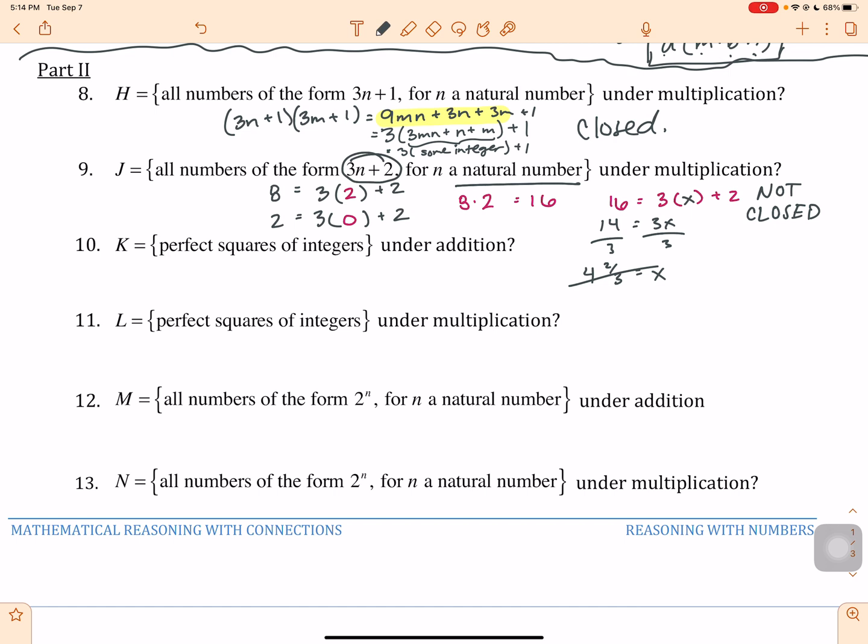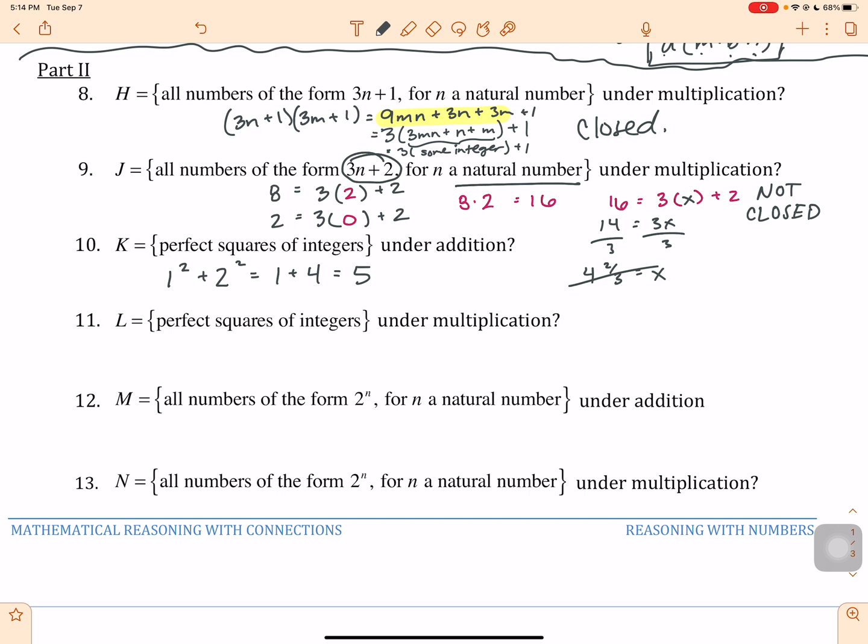So number 10, perfect squares of integers under addition. If we just start writing out perfect squares, for example, if I took 1 squared plus 2 squared, that is equal to 1 plus 4. Is 5 a perfect square? It's not, right? 1 and 4 are perfect squares because if you take the square root of them, you get an integer, right?